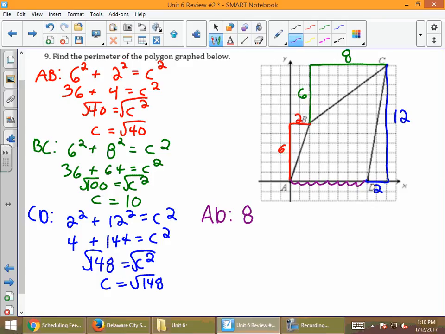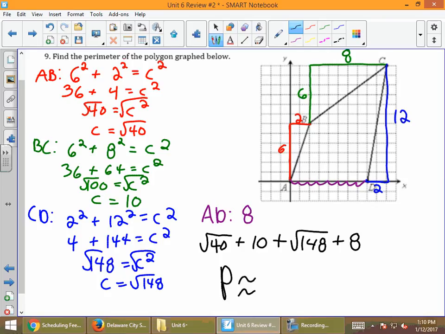Well, let's add it all up. So when I do so, I'm going to do radical 40 plus 10 plus radical 148, plus 8. That makes my perimeter approximately, round to the nearest tenth, one decimal place. When I type all of that in my calculator, I get approximately 36.4900132, right? That was close. Pretty close. There's double zeros in there. All right, questions on that?